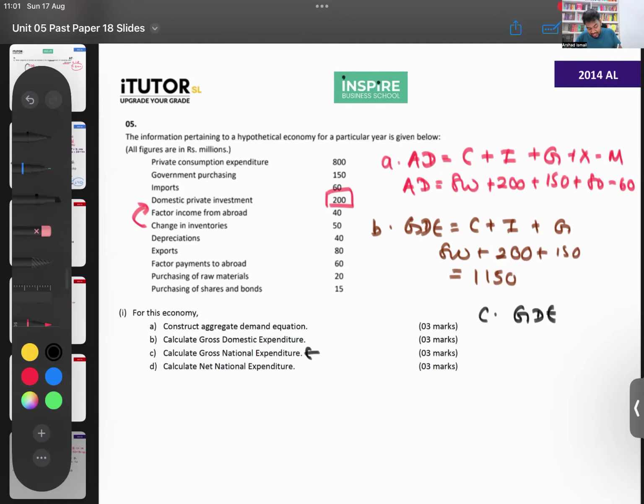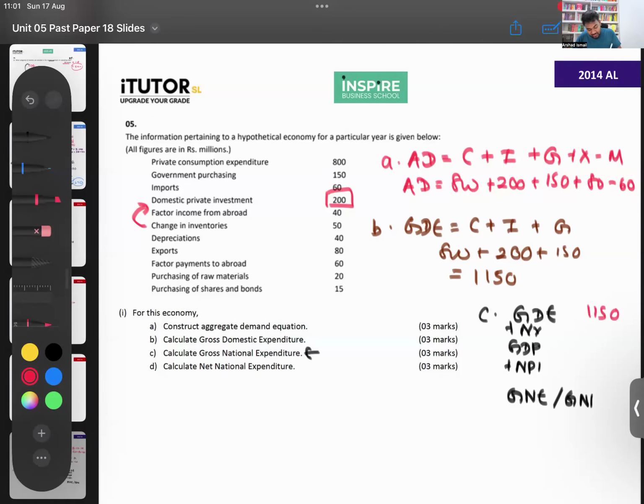So then, how do you go from part C, GDE to GNE? Now, GNE is another term for GNI. Don't get that confused. GDE to GNE, you can't directly add net primary income and go there. You have to first add net exports, go to GDP, add net primary income, then only you can go to GNE. Remember that.